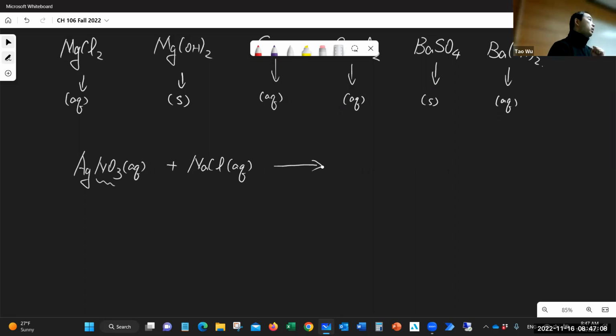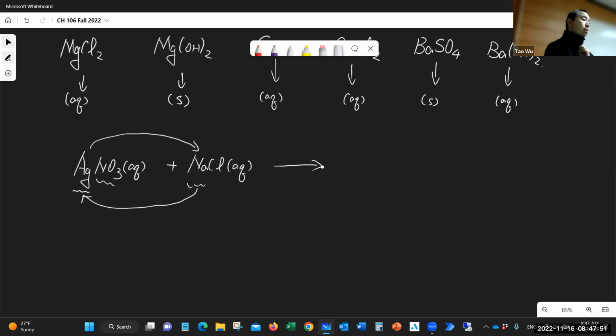Remember, the precipitation reactions we're talking about are only double displacement reactions. Some other types of reactions also have precipitation, but we're not talking about those. Here, the precipitation reaction is only under the category of double displacement reactions, so you know this must be a double displacement reaction. Then what happens here is that the two cations replace each other's positions, making them together.